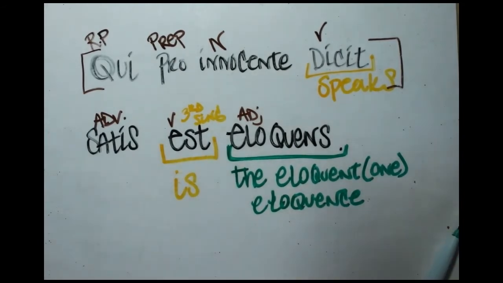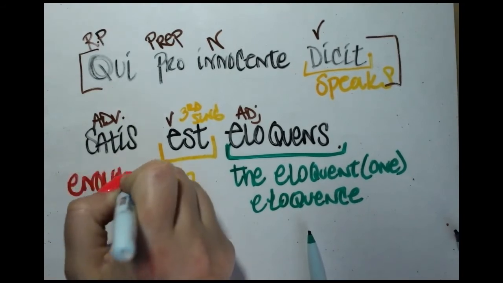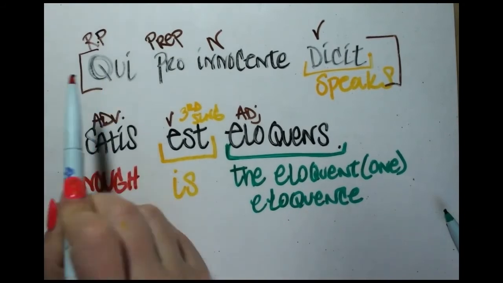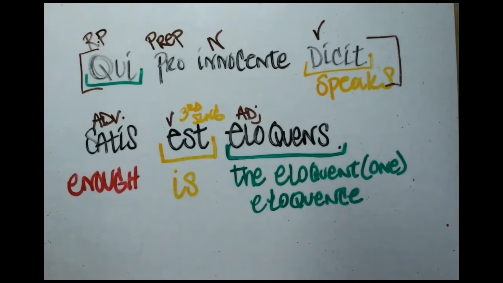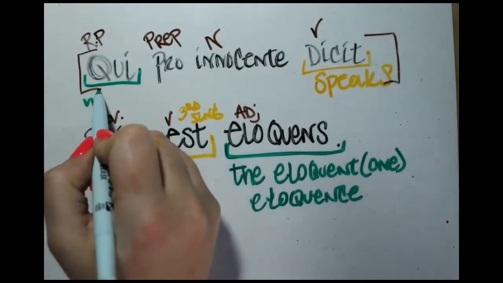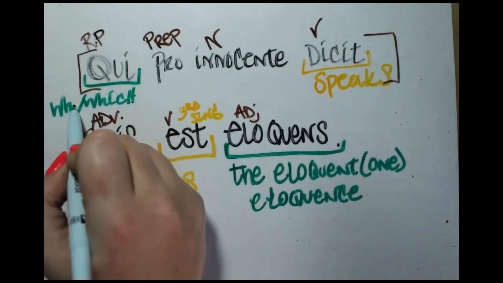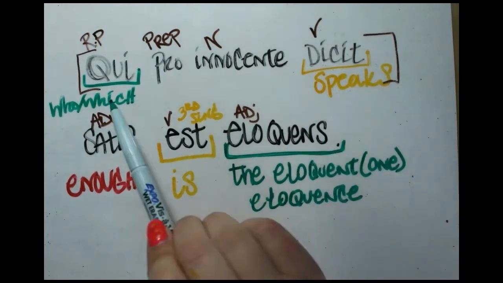Est satis, so the eloquence is enough. Qui. Remember, qui can be the masculine singular or the masculine plural form. We don't have anything plural, so it's going to be the masculine singular. So it can be who or which. Who speaks, which speaks.